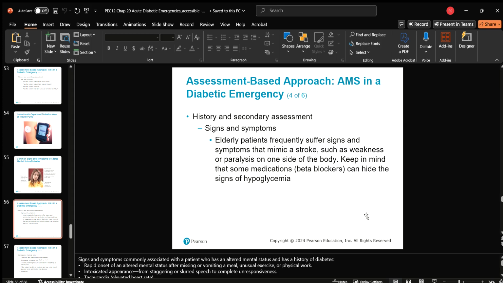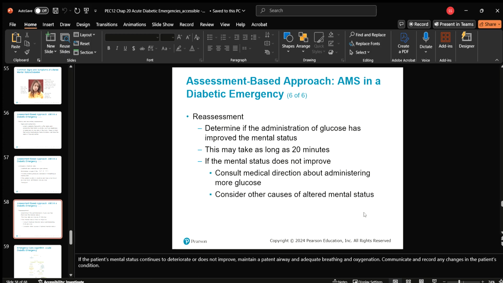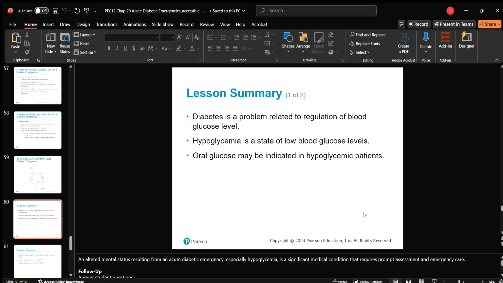All right, elderly patients frequently suffer from signs and symptoms that mimic a stroke, but I've said multiple times, a stroke is not a stroke until we rule out hypoglycemia. Maintain the airway, ventilate if necessary, oxygenate if necessary. If they can swallow, this is hypo, and they have low glucose, administer oral glucose and transport. All right, that's about it.